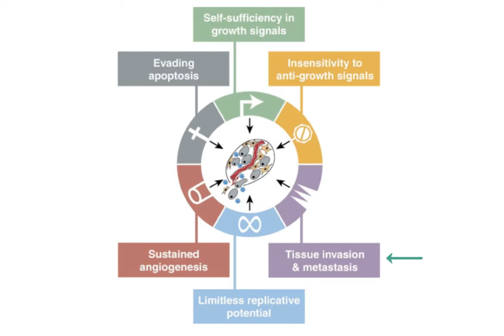They become even more dangerous when they start invading other tissues and eventually metastasize, colonizing other parts of the organism. They also have limitless replicative potential. That is, they continue to replicate their DNA and divide, and then sustained angiogenesis. Many cancers are able to attract blood vessels to themselves so that they have a continuous nutrient supply.